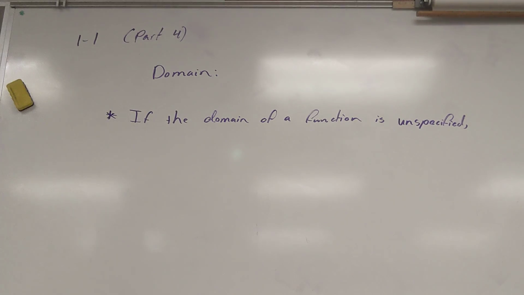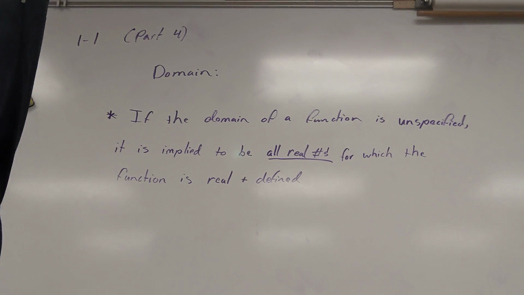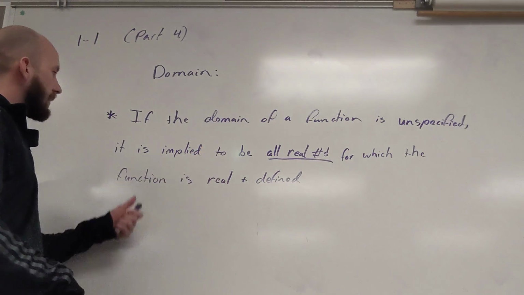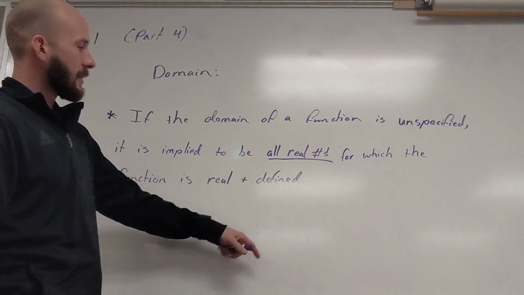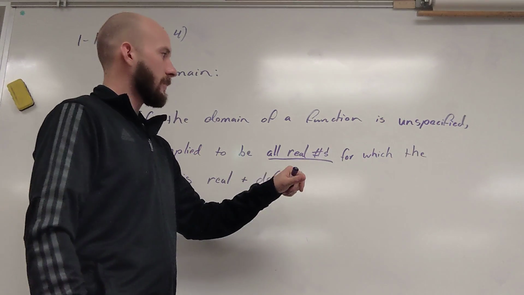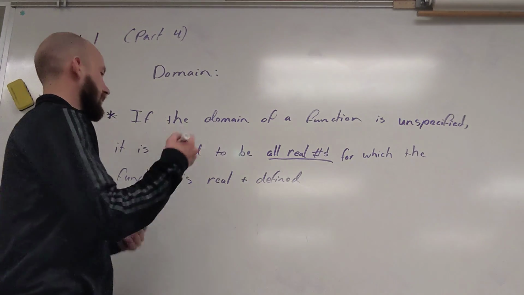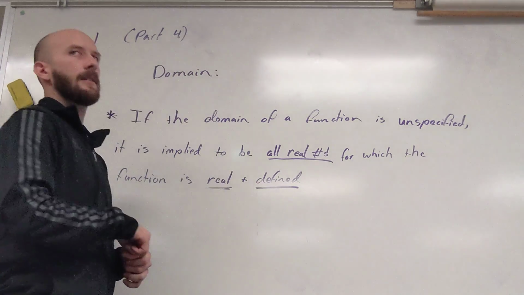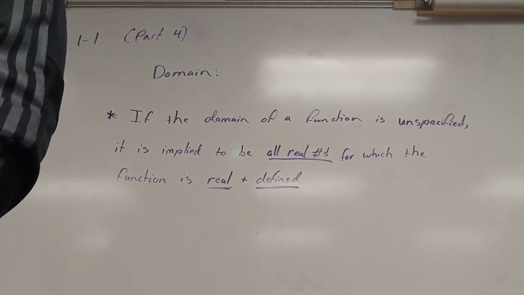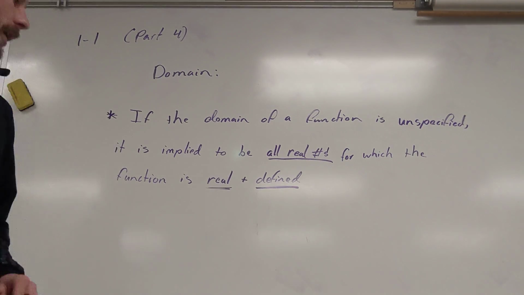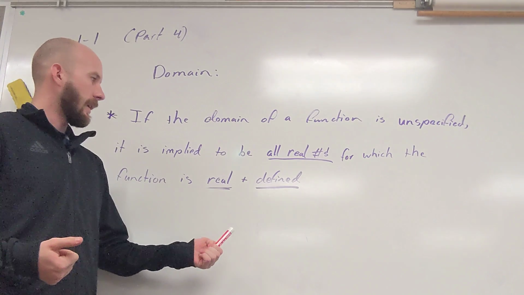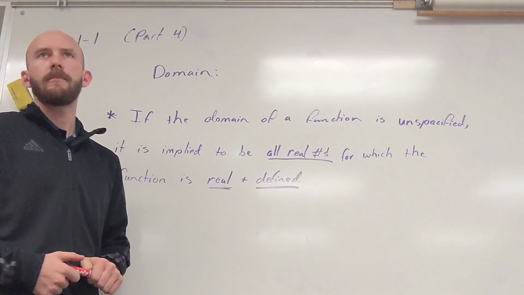So if the domain of a function is unspecified, the domain is implied to be all real numbers for which the function is real and for which it is defined. Okay? Now, what are some things that could happen in a function that would make it undefined?